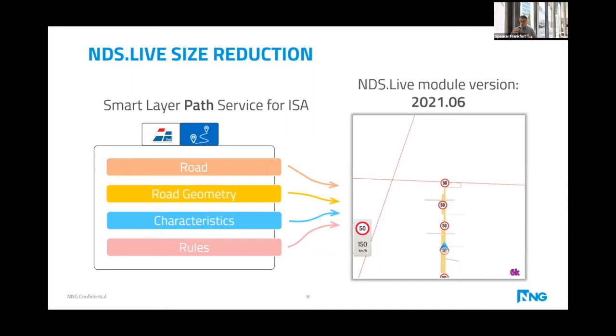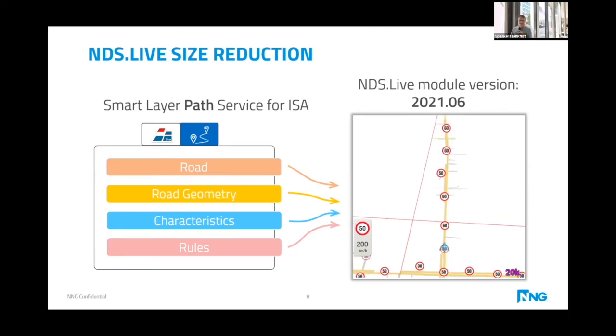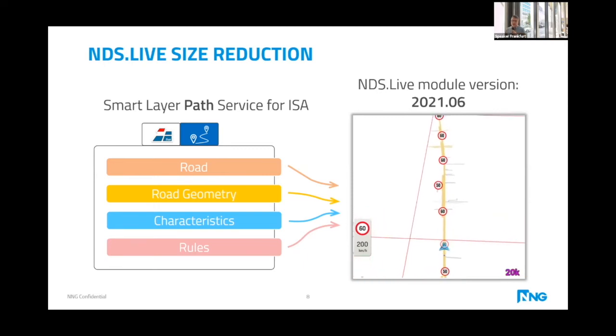But we don't need the rest of the tiles, only the map path around the horizon. So this is actually one of the benefits of using NDS.Live. We have flexibility in fetching data, and you can see on the screen that the data we are consuming is significantly less than downloading tiles.